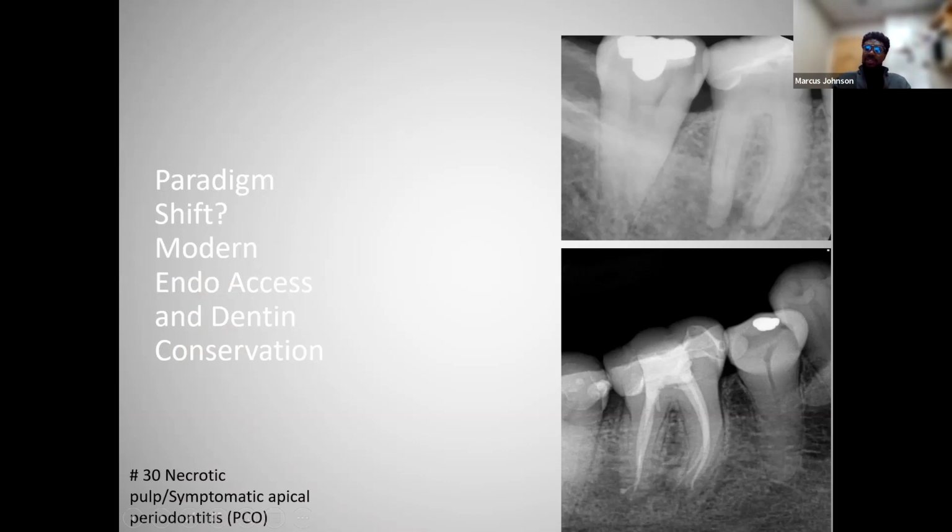Access through the crown. This was a more robust, kind of larger access, but that's because this was a significant calcification. I was having some difficulty trying to orient myself, so I opened it up a little bit wider. But you can see the goal was still maintaining pericervical dentin, thin tapers, and clean shapes.